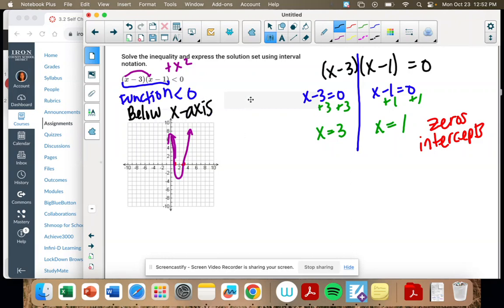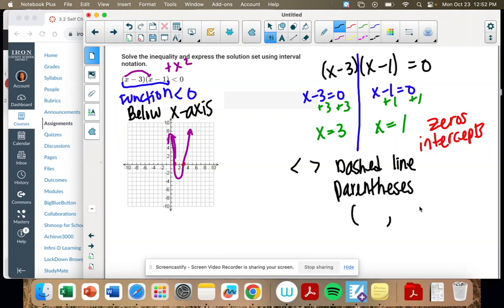Okay, and I did it again. When you have an inequality without the line under it, it's a dashed line on your graph. And then it also means that you only use parentheses in your interval notation. Okay, so let me change it. It's dashed. So it's a dashed line, which means the points on the line are not included in the graph.